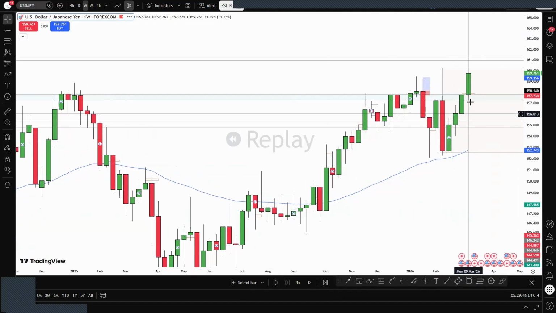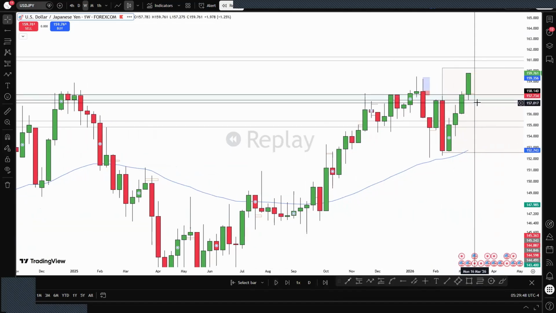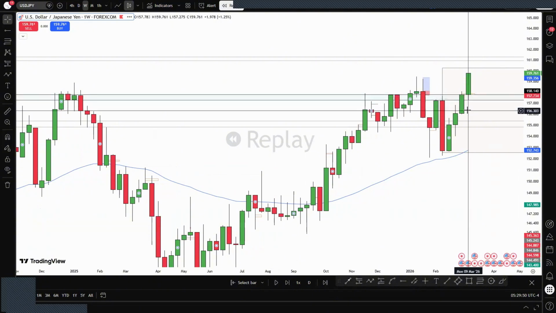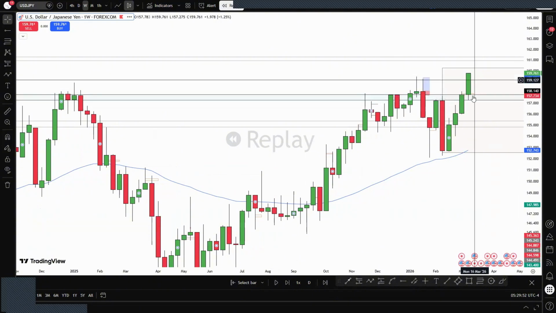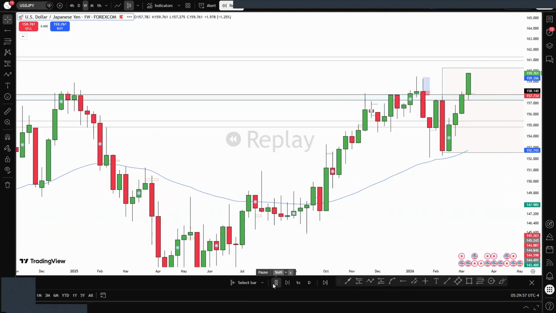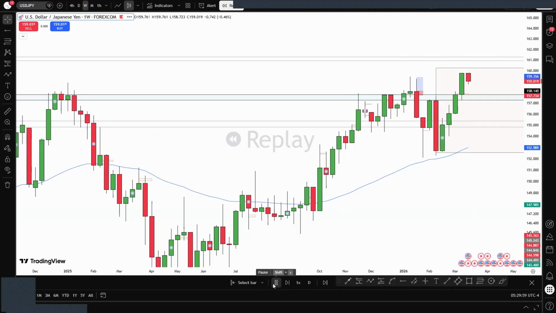Price did what? Price got the pullback. You see? Price got the pullback, then continued buying. That's the first thing you've noticed. Now, look at that. So now we have to wait for the retest. Price retests, then continues buying.